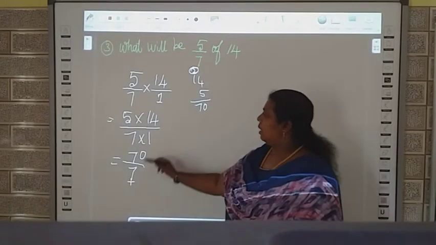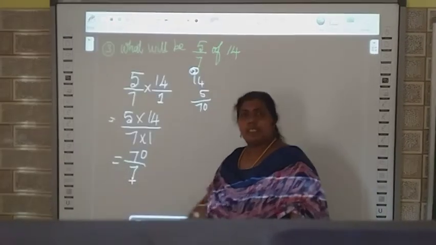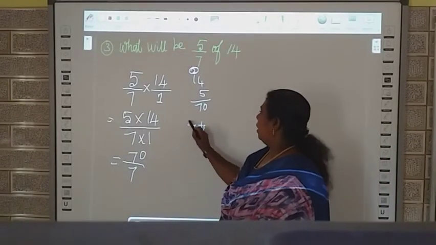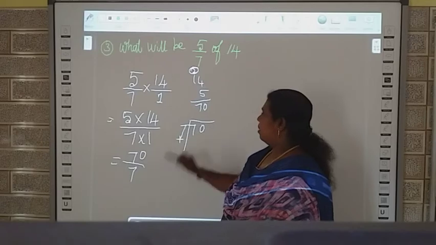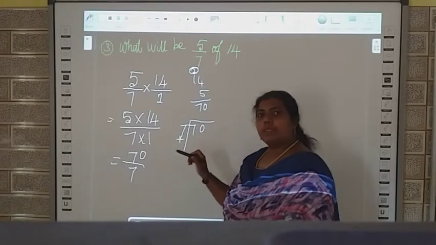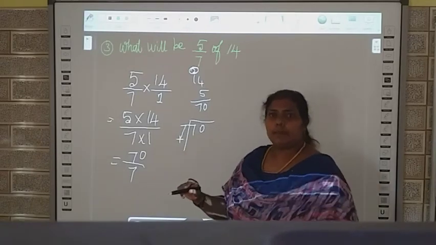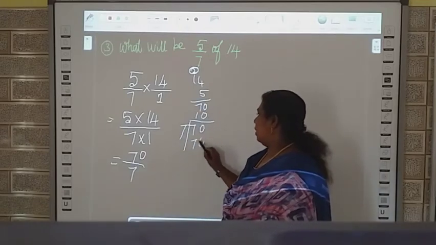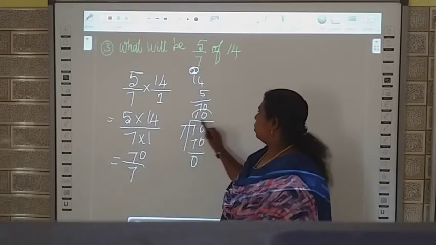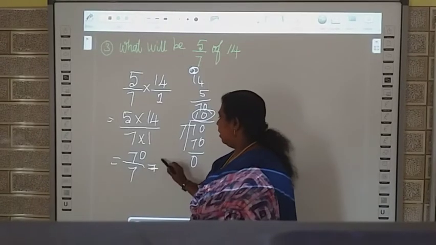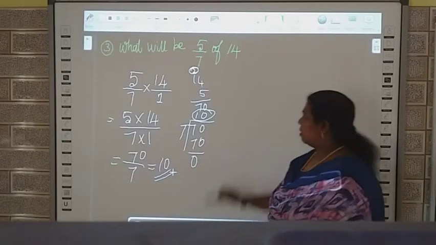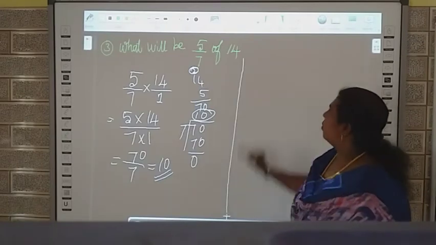70 divided by 7 is 7. Understand? Next part: 70 divided by 7, how many times? 10 times 7 are 70, right? Here 0. The quotient is what? 10. The answer is 10. Right?